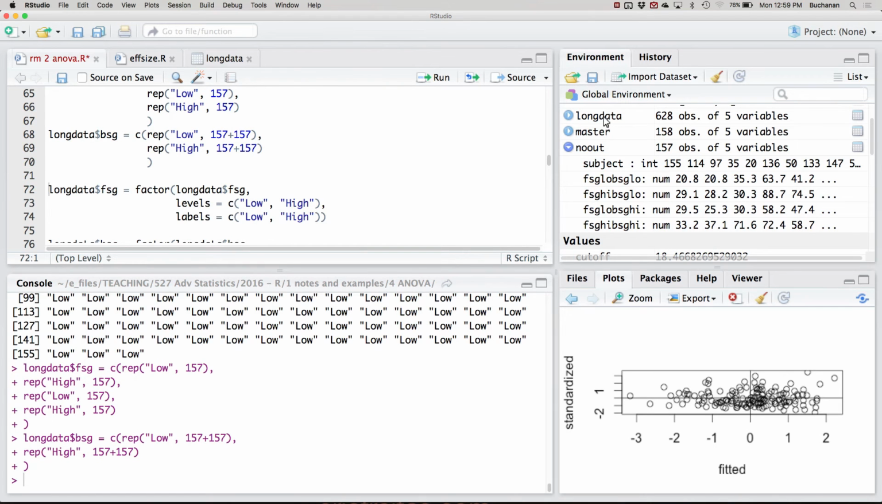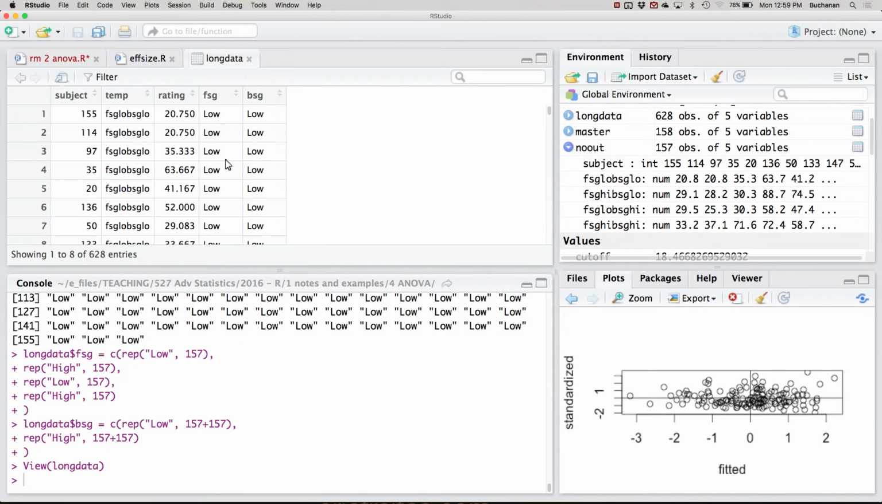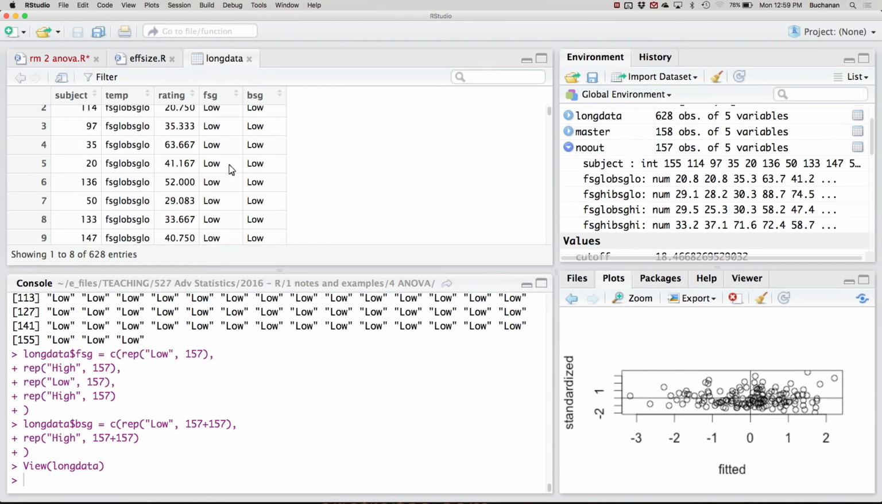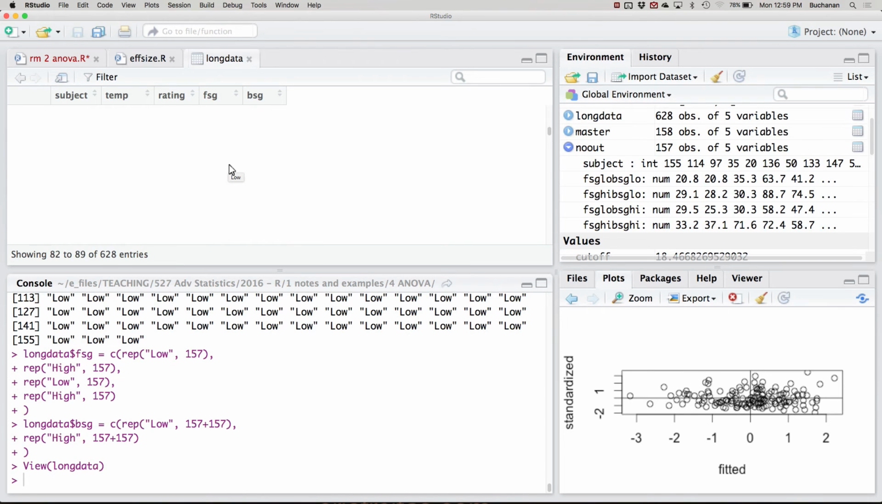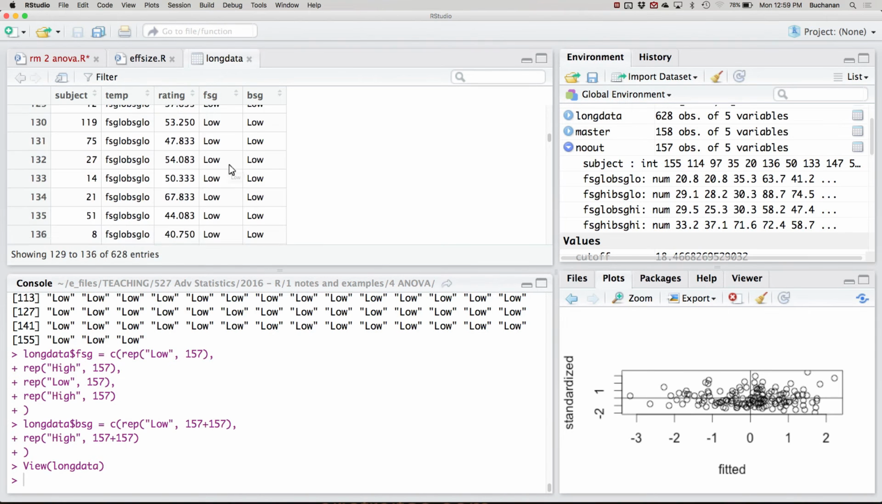Now, let's see what that looks like. So now when I look at long data, I can't point with the mouse here, this one's low and this one's low, and that matches what's in my temp column. So this is why you don't overwrite the column you have, because that's the one where you're making sure that coding worked correctly. So this should be low for both of them. If you scroll down to at least past 157.